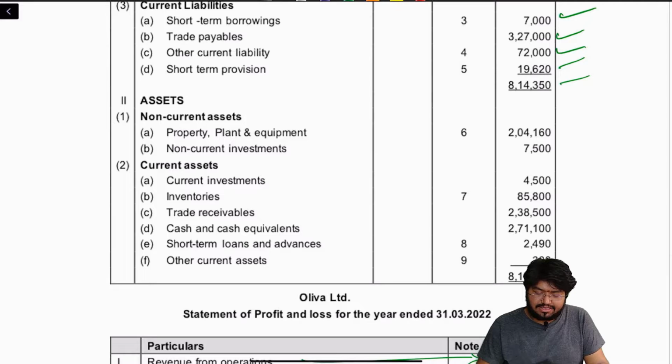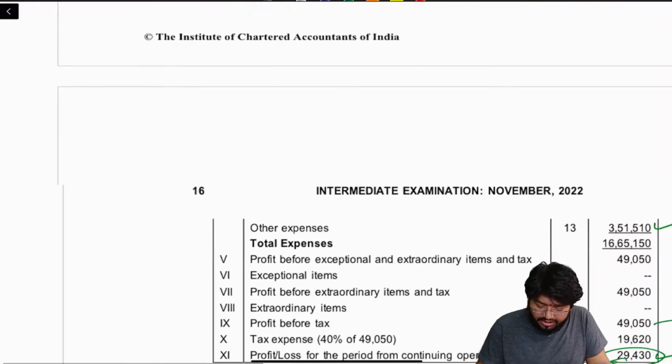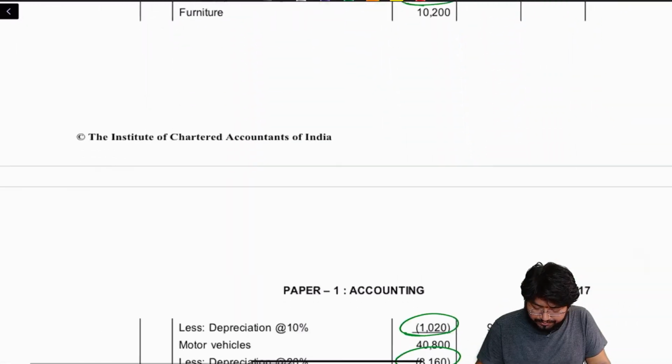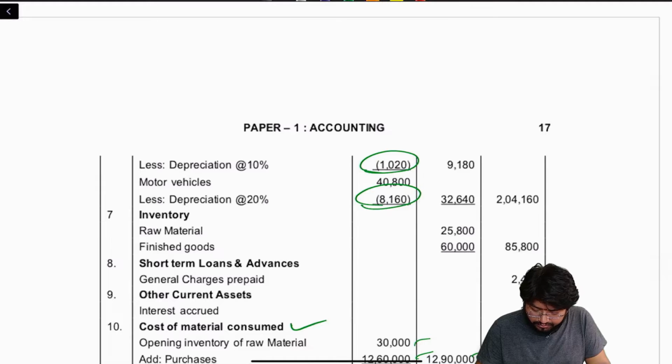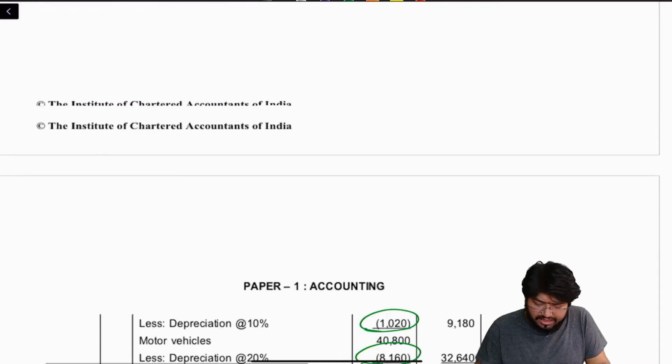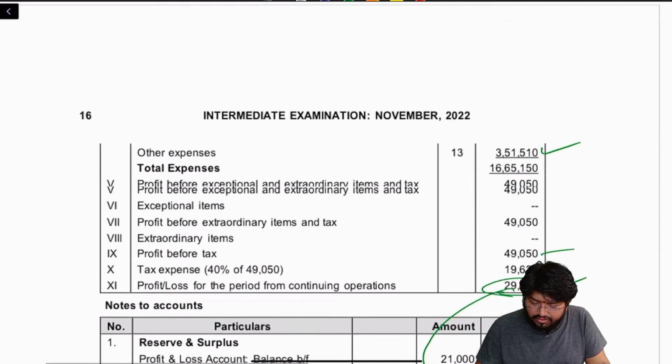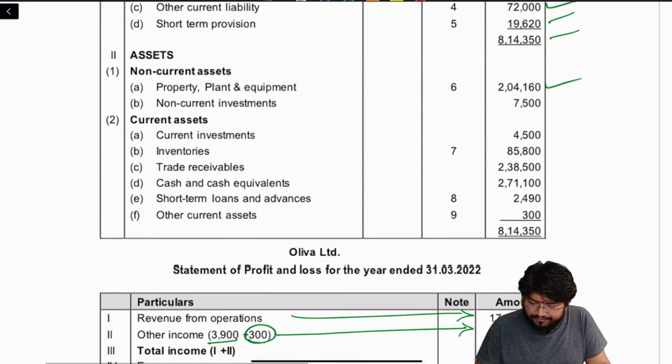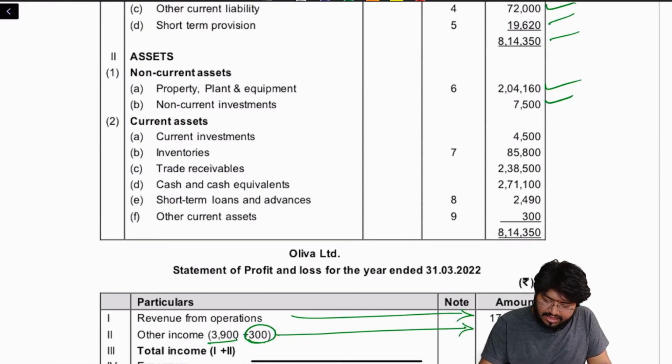Now coming to assets, PPE, we have taken assets which are given in the balance sheet less depreciation. The total would be this. Non-current investments is 7,500. Please see how you got that. It is given directly, I believe. Yeah, non-current investment 7,500 is directly given to you. So to that extent it is taken. Okay, current investments is 4,500. This is also directly given to you.